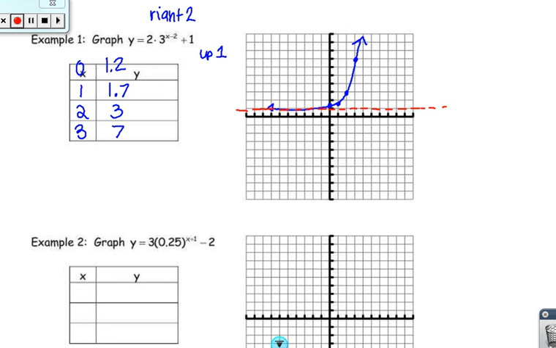And this is an example of a growth. How did I know it was a growth? Because the base was 3.